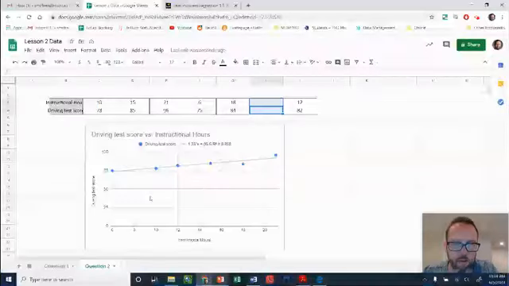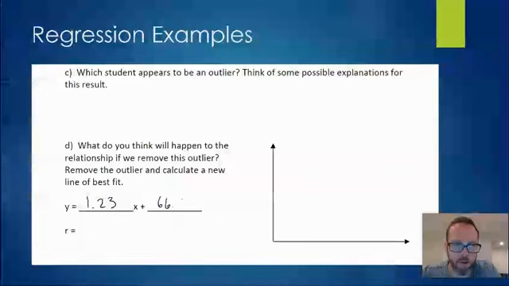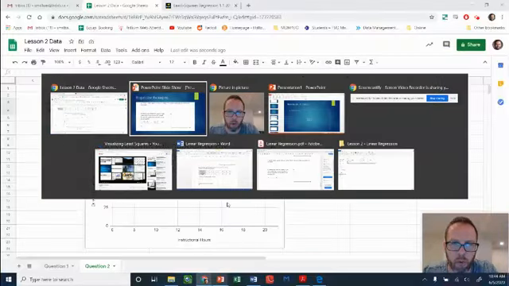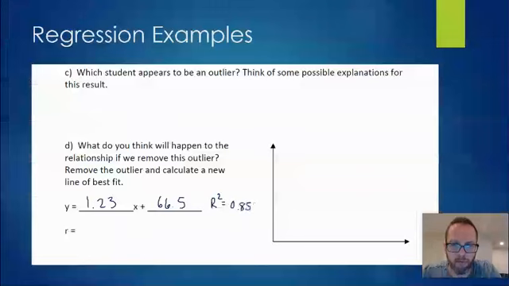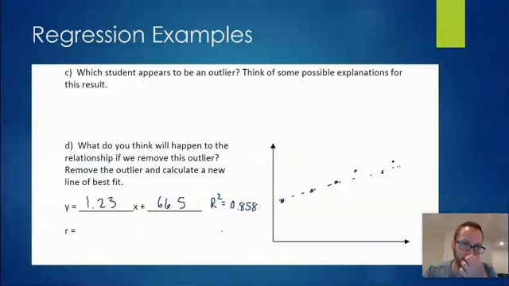1.23x plus 66.5. R² was 0.858. And I'm just being extremely rough. You guys have the diagram in Google Sheets, and now our line definitely follows the trend. So our R value now is going to be a very strong positive R value. The root of 0.858 is about 0.993.